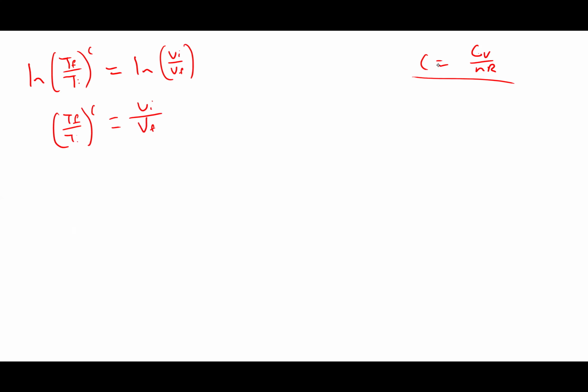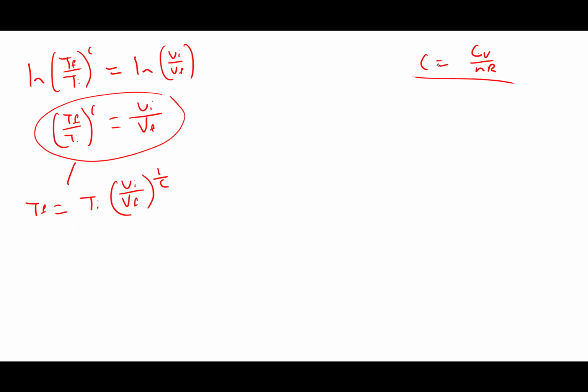All right, they're going to be equal in this function here. And if we want to rearrange this, we can rearrange this into a couple different forms. These are all going to be equivalent. This is kind of our little base function here. We can rearrange to solve for TF. We did that, right? TF would be TI times VI over VF to the 1 over C.